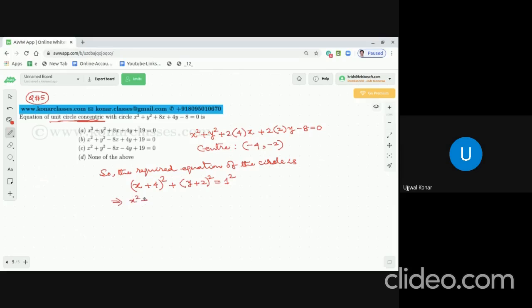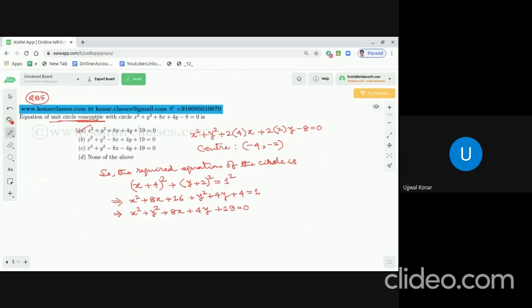So it will be x square plus 8x plus 16 plus y square plus 4y plus 4 is equal to 1. So this implies x square plus y square plus 8x plus, I'm so sorry, that is a mistake I have done, it should be 4y. So x square plus y square plus 8x plus 4y plus 19 is equal to 0, and we get the correct option as option A.